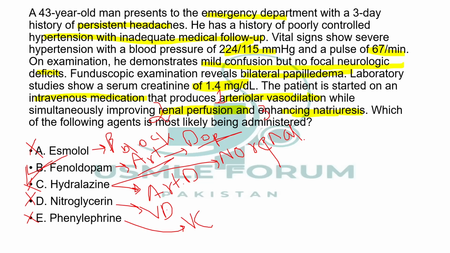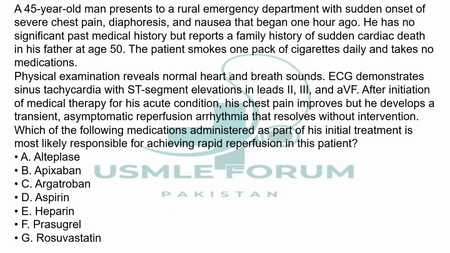Hydralazine is mostly used in pregnant females to combat hypertension. It has an intravenous form, so you just have to know this important point about it. And nitroglycerin is used in acute STEMI to decrease workload on the heart. All right.